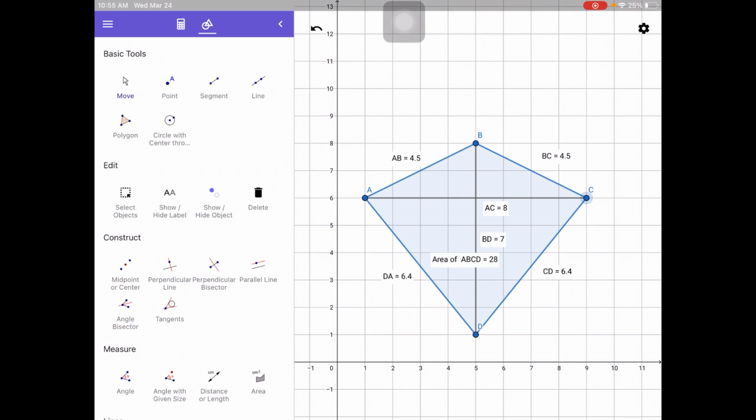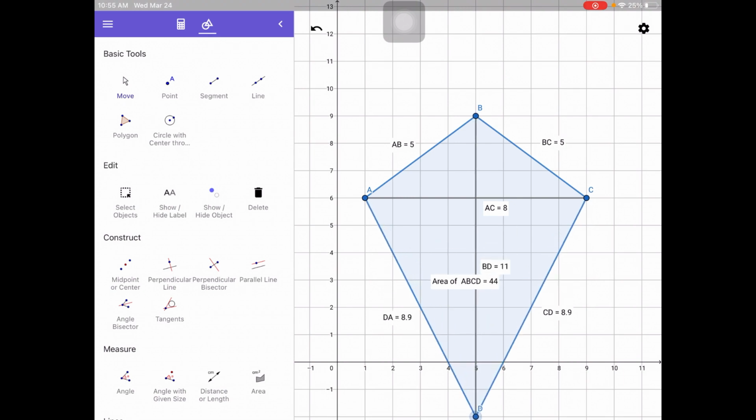Because 7 times 8 is 56. 56 divided by 2 is 28. Yan po. Subukan po natin ibahin ulit. Yan. Sabaan natin yung nasa baba. Yan. That is 11 times 8 is 88 times 1/2, that is 44. Di ba po? Yan. Na-prove na po natin yung theorem on the area of the kite.